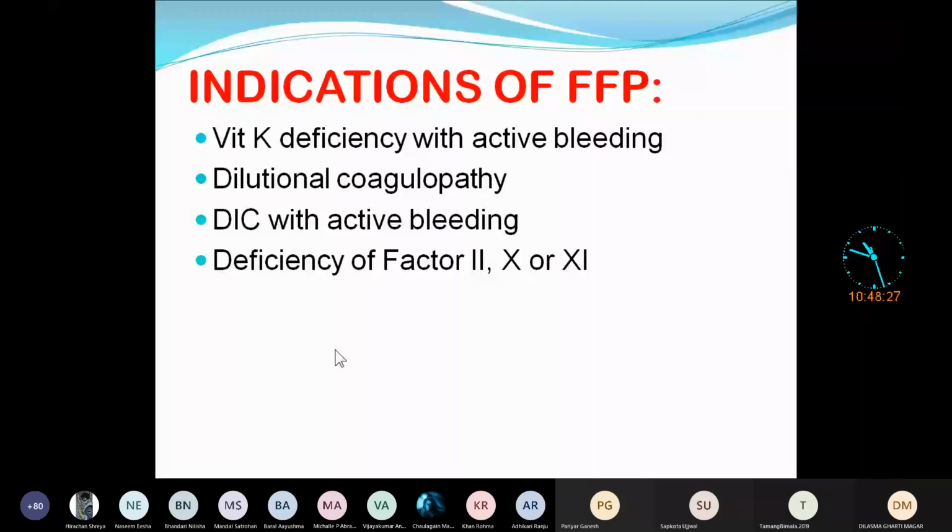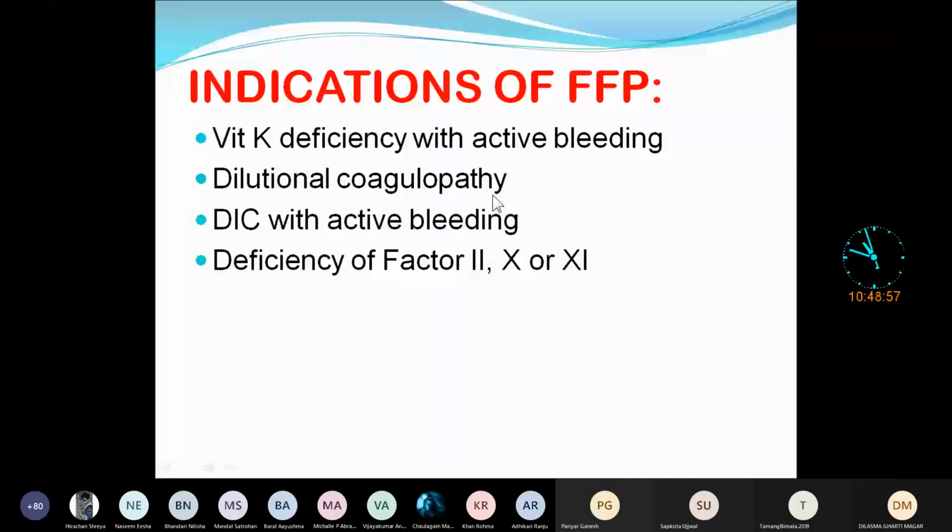So I'll once again say indications of fresh frozen plasma. We can give in case of the vitamin K deficiency with active bleeding, whenever vitamin K is not there. So that time active bleeding will be there, but whenever fresh frozen plasma is given, then that time there will be the stoppage of bleeding, and then the life can be saved. And also in case of the dilutional coagulopathy, so I didn't tell in detail this dilutional coagulopathy, but I told you the basic thing, isn't it?